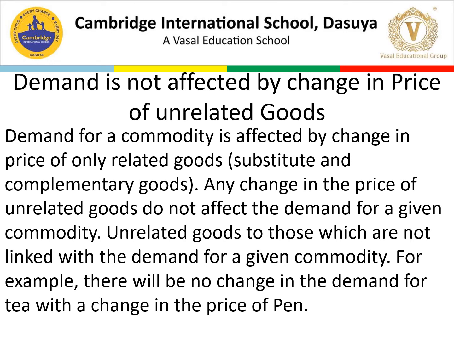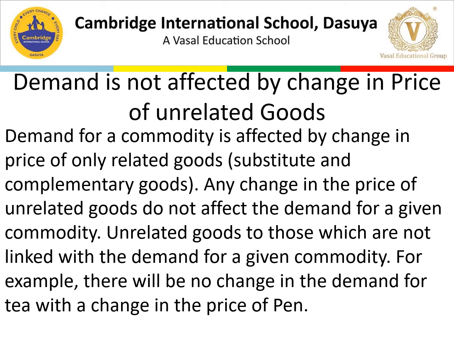So the demand for a commodity is affected by a change in the price of related goods only, substitute and complementary goods. Any change in the price of unrelated goods does not affect the demand for a given commodity. Unrelated goods are those which are not linked with the demand for a given commodity. For example, there will be no change in the demand for tea with a change in the price of a pen. Both are unrelated goods, so we do not find any change in the demand for tea because of a change in the price of a pen.